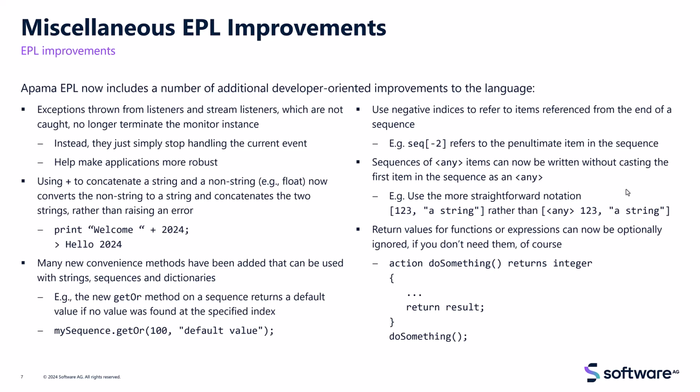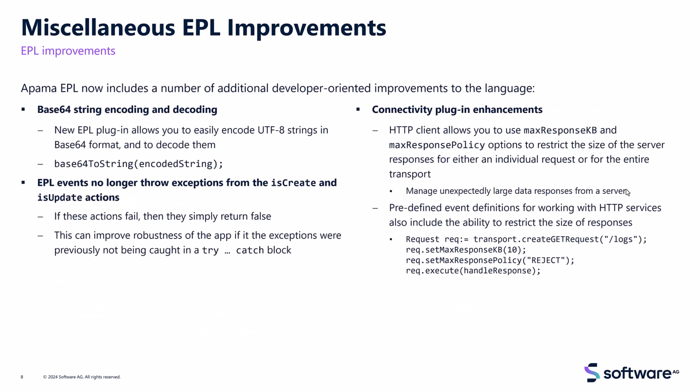And if you're creating actions or functions, then the result does not need to be processed. You can actually call the action without handling the result. It just makes the code a little bit easier if you don't need the result every time. And we've got a new base64 EPL plugin which allows you to do encoding and decoding from base64. It makes it a bit easier to handle binary data within EPL.